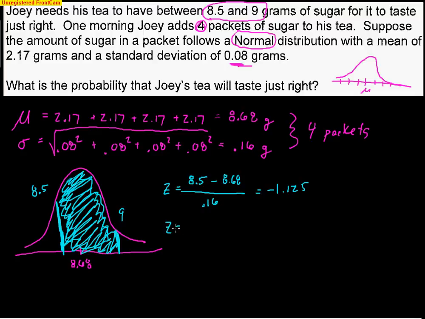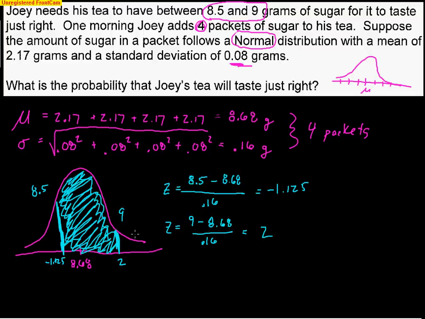And then my z-score for 9 would be 9 minus what I expect, the mean, 8.68, divided by 0.16. I typed something in wrong on my calculator. I get exactly 2. 9 minus 8.68 divided by 0.16 is exactly 2. So that means this is at the exact mark of 2 standard deviations above. This is negative 1.125 standard deviations below.